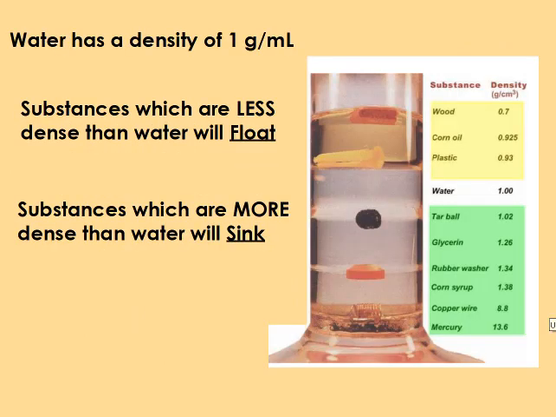Water has a density of 1 gram per milliliter. Substances which are less dense than water will float. So here's water. These three substances are floating because their density is less than water. Substances that are more dense than water will sink. So all of these objects are sinking in relation to water because they're more dense. The more dense it is, the further on the bottom it is. You can have solids and you can have liquids in the mix. So my plastic is between the water and the oil.